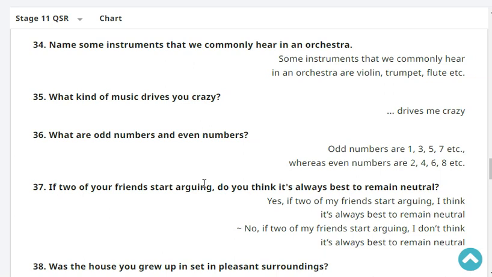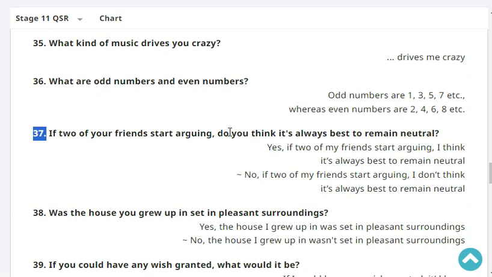If two of your friends start arguing, do you think it's always best to remain neutral? Yes or no? Yes, if two of my friends start arguing, I think it's always best to remain neutral.